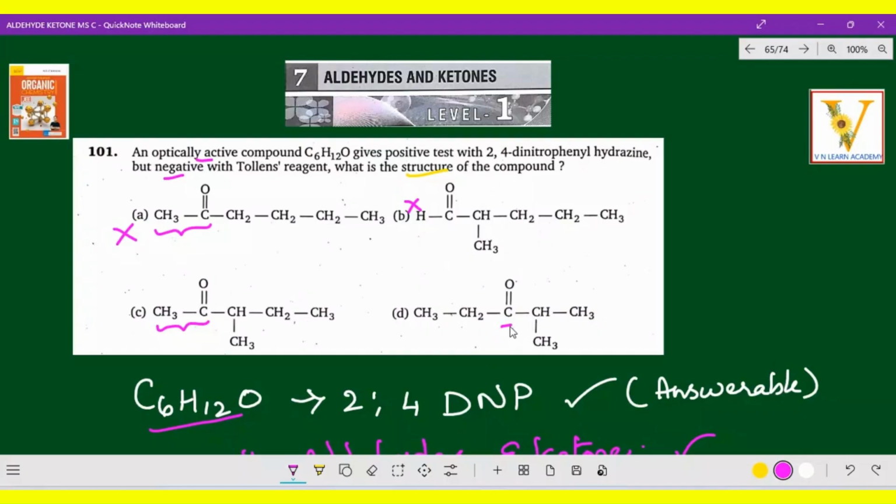And D, just check it here. It does not have 4 different groups because both are the same group, CH3. This also CH3, this also CH3. So it is not possible.